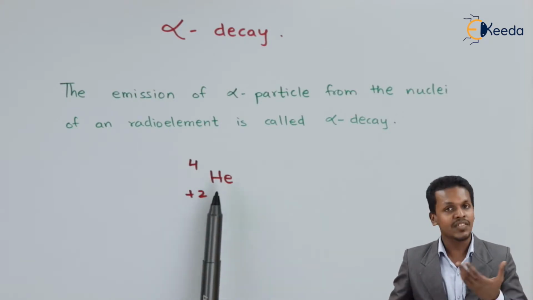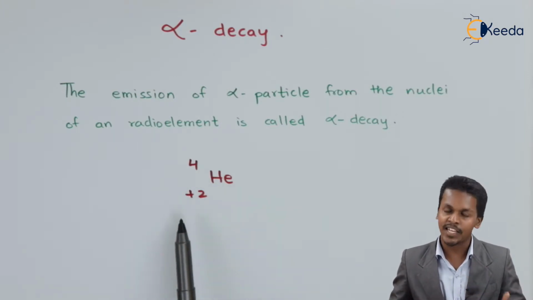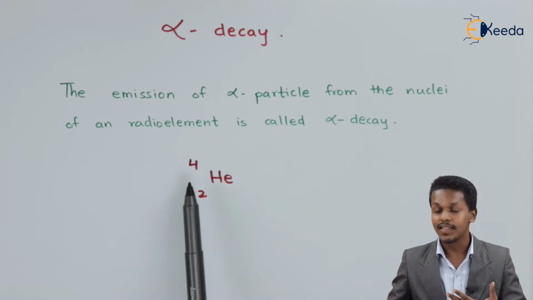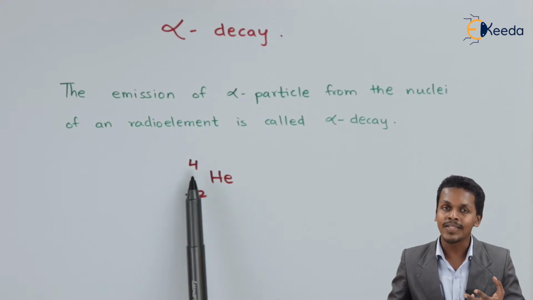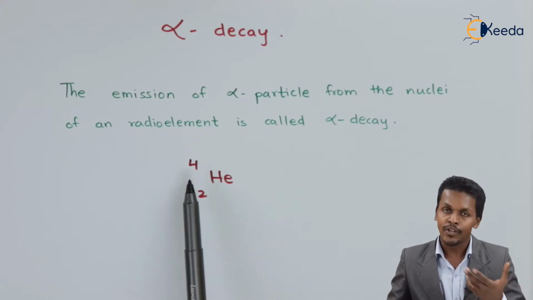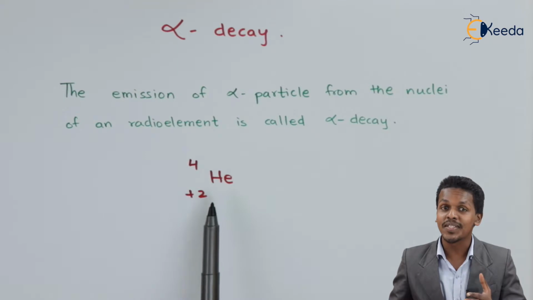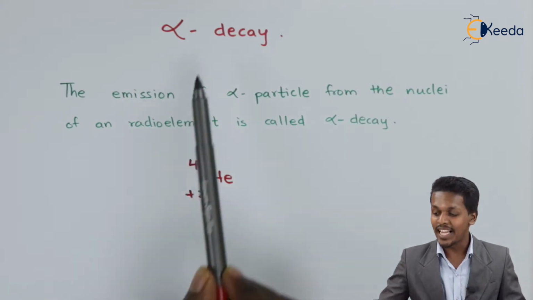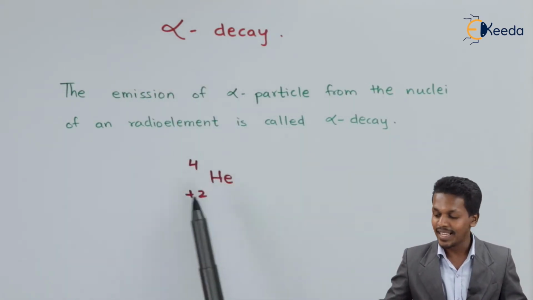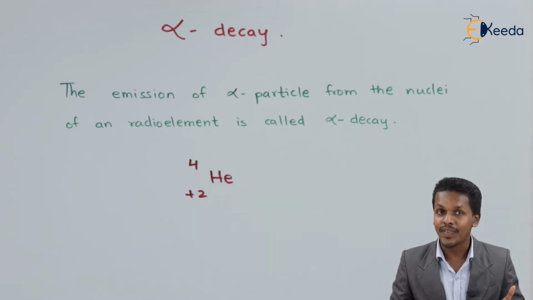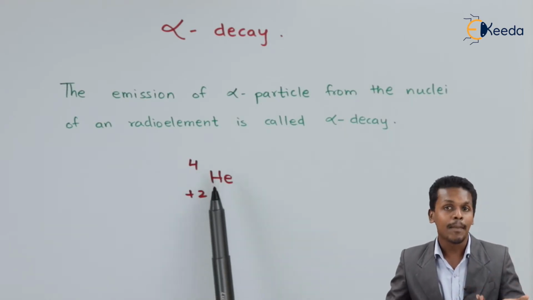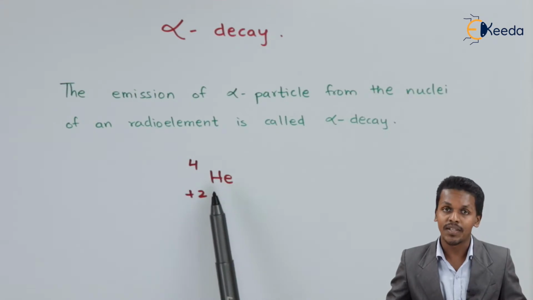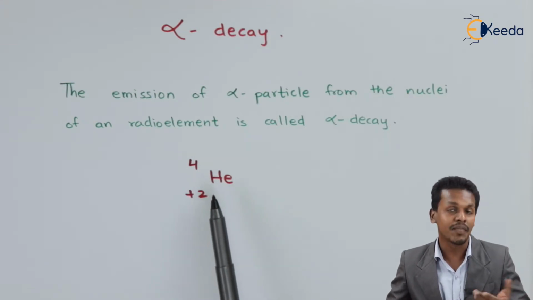In helium, as we know, there are 2 protons present in the nucleus, and the mass number of helium is 4. That means it consists of 2 protons as well as 2 neutrons. But helium also consists of 2 electrons. But the alpha particle emitted during alpha decay doesn't consist of electrons. It only consists of a positively charged particle, +2, having a mass of 4 atomic mass units, that is, unified mass.